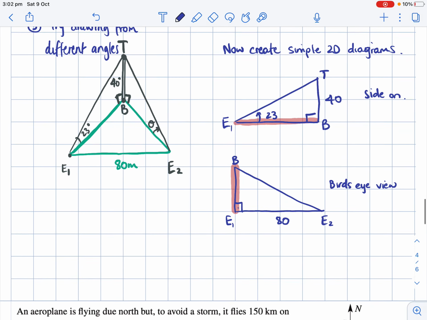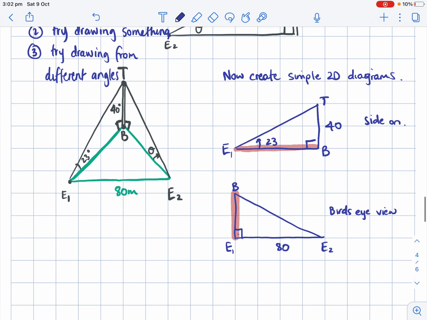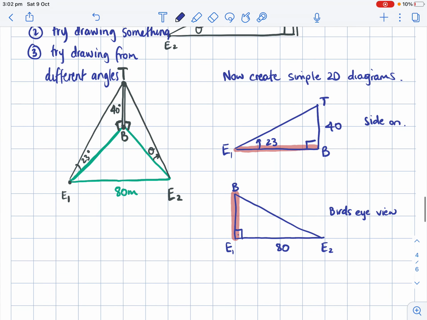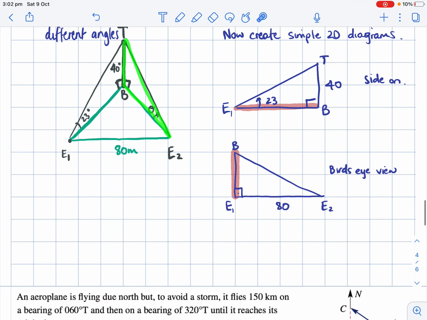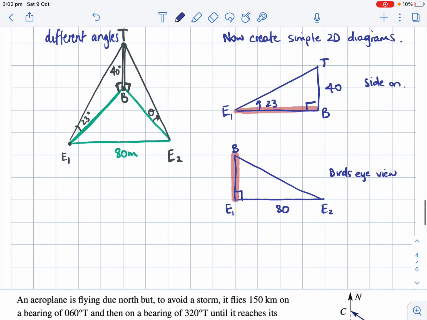So we're starting to analyse and work out which parts match. Let's have a go at the third triangle here, and that will be the triangle from TBE2. And again, this is another side-on view. So we've got top of the building, base of the building, and between the two.